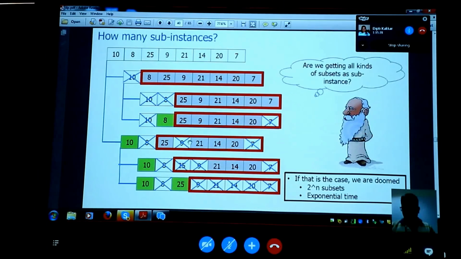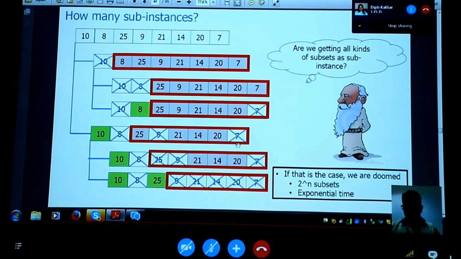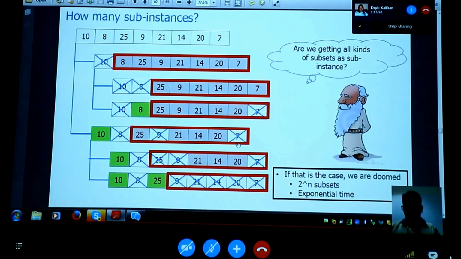Look at this instance. It is this instance, but 9 and 7 go missing, right? So how many sets am I going to get? So the wise man asks, are we going to get all kinds of subsets out of this? Then we are in soup, because if it throws up all kinds of subsets, then 2 to the n sub-instances will come out.